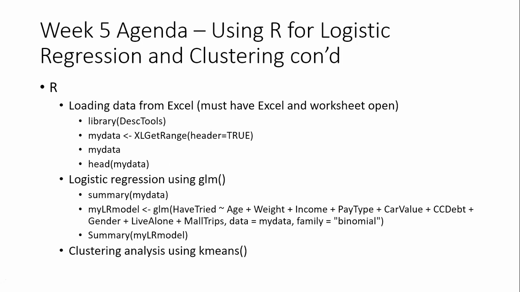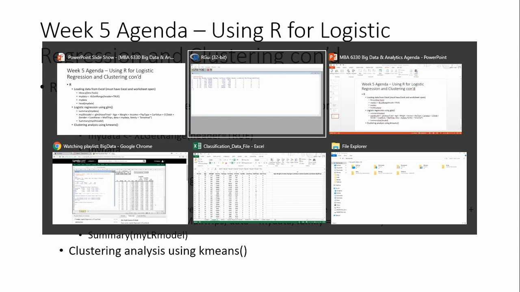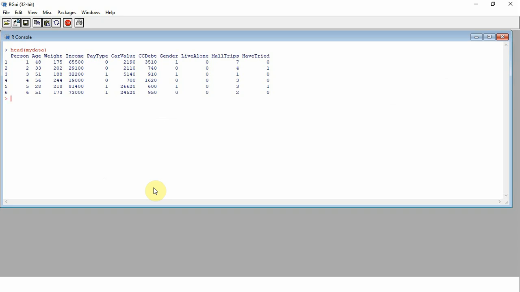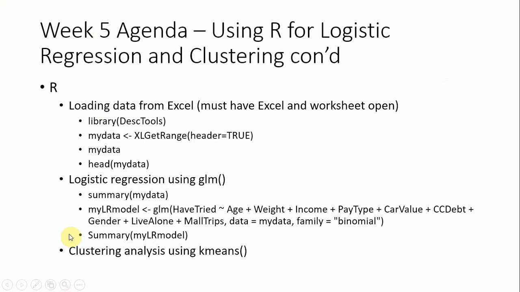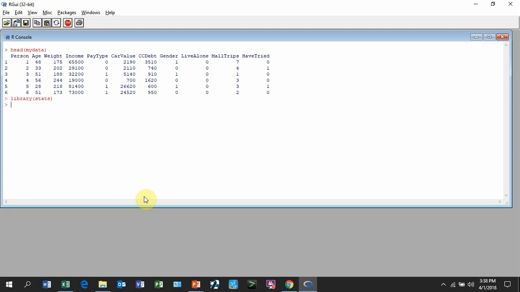It's part of the basic part of R. So once you open this up, what you'll want to do over in R, first of all, is activate the stats, and then you can use summary(my data) just to see what your data looks like. You don't have to do this, but I'm going to do it.